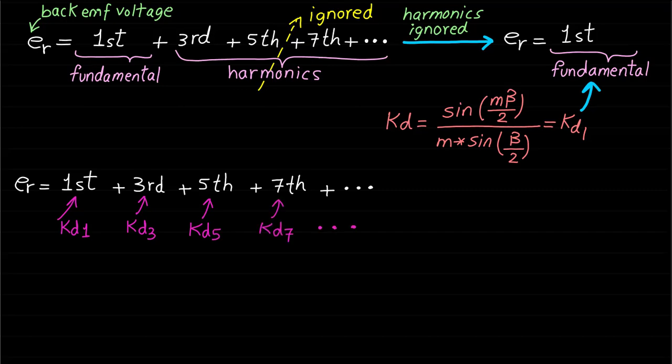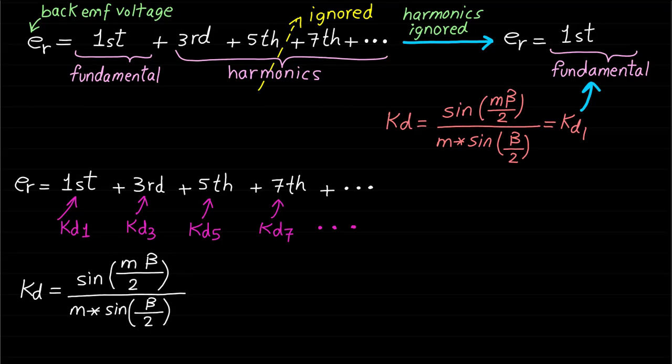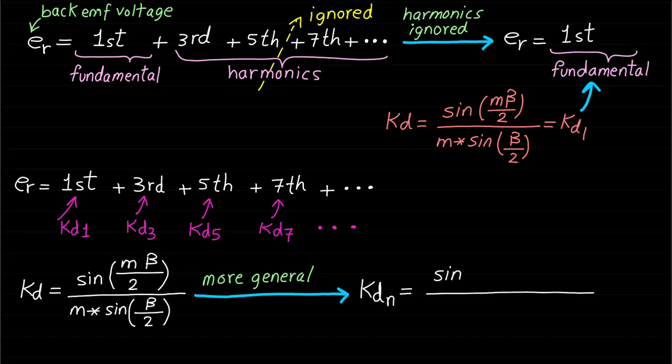The important point we would like to emphasize here is that all these components will be having some reduction in voltage by certain distribution factor when we use distributed windings. Now, to consider the distribution factors for the harmonics, the distribution factor Kd, which we derived earlier, needs to be written in more general form to cover the fundamental component and any harmonic components as follows.